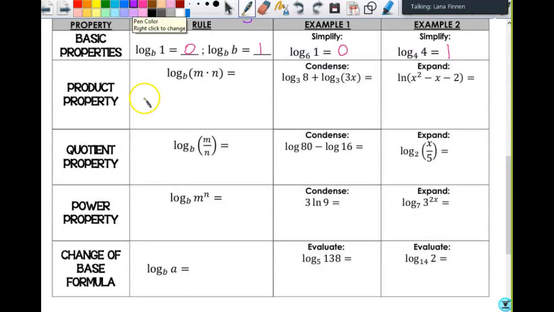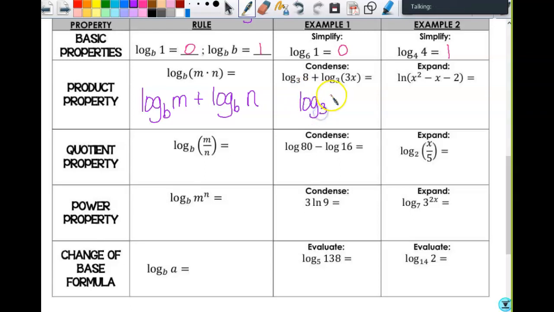All right, so we're going to restate the product property. The product property becomes addition, so this becomes log base b of m plus log base b of n. Then we'll have an example of condensing and an example of expanding. So condensing, we just multiply, so that's going to give me log base 3 of 24x.